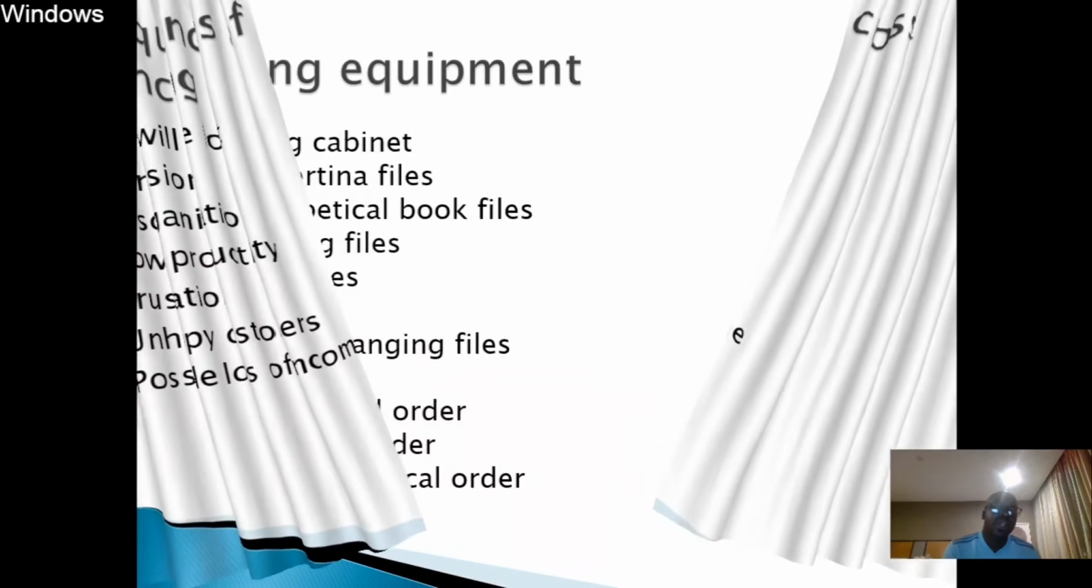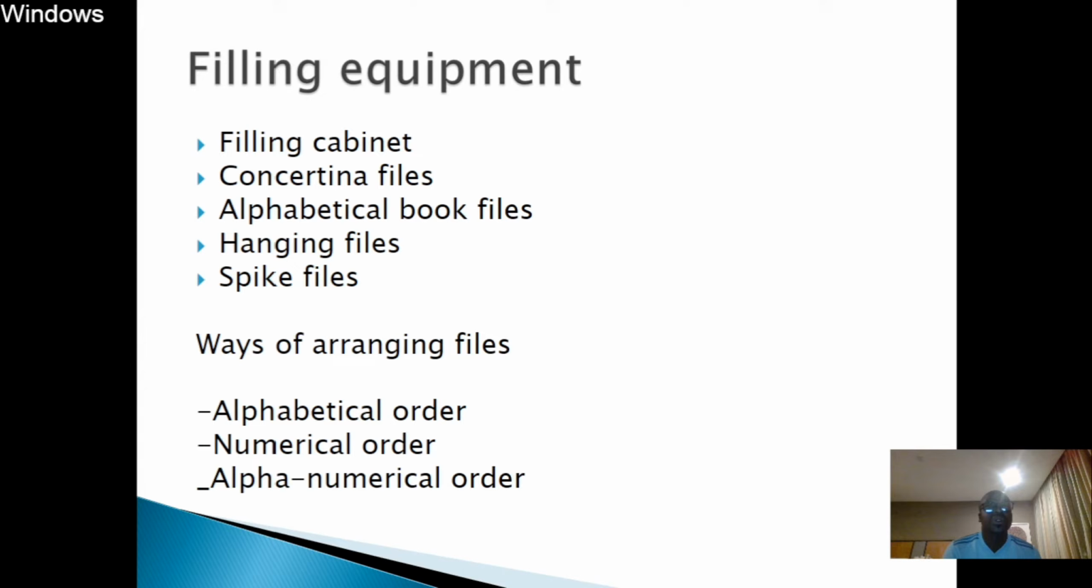We will need equipment in order to do the filing. We will have filing cabinet, consensus files, alphabetical book files, hanging files, and spike files. So the equipment that we're going to use in order to do filing is filing cabinet, consensus files, alphabetical book files, hanging files, and spike files.